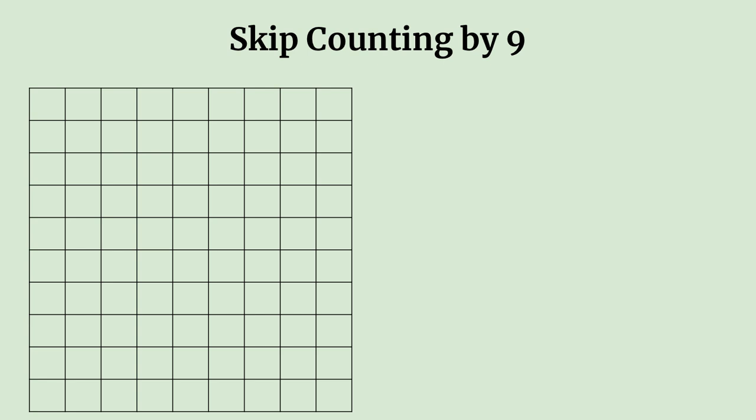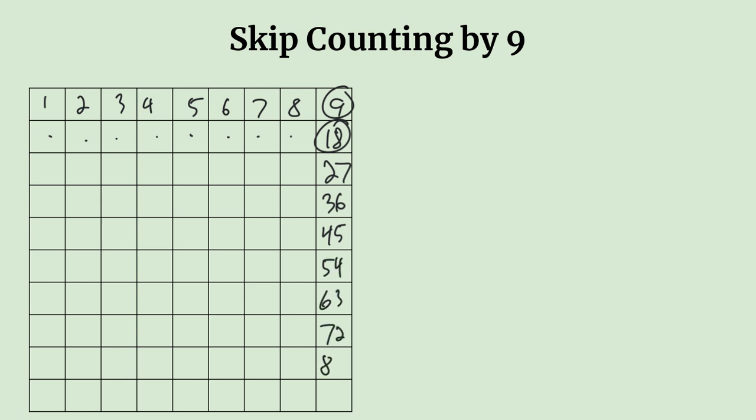This was 1, 2, 3, 4, 5, 6, 7, 8, 9, which is our number we're counting by. Then you count 10, 11, 12, 13, 14, 15, 16, 17, 18. Keep counting. Next we have 27, 36, 45, 54, 63, 72, 81, 90.